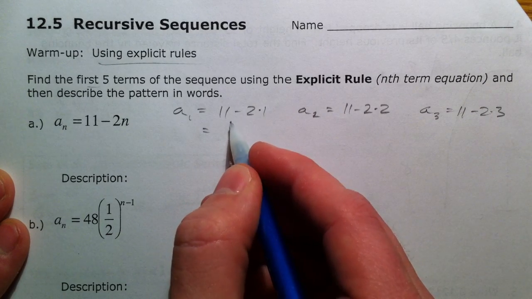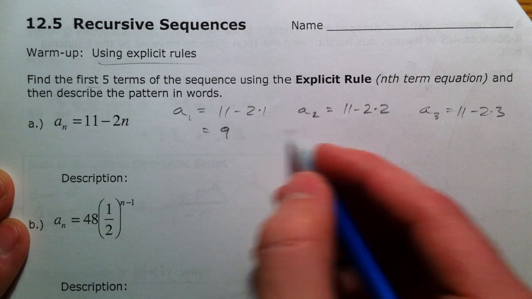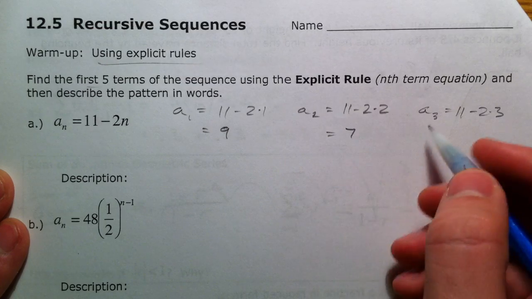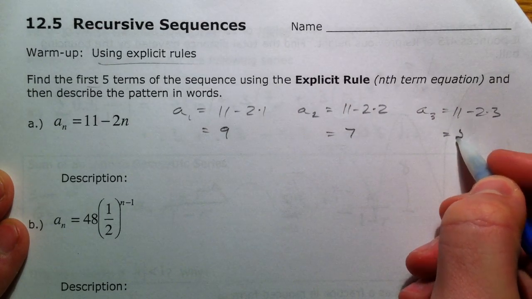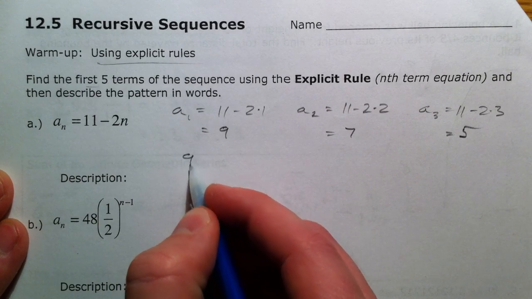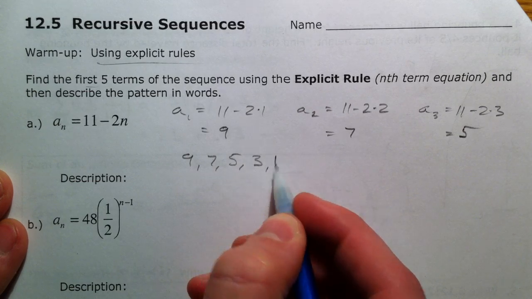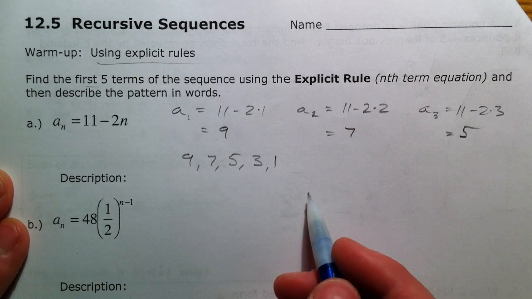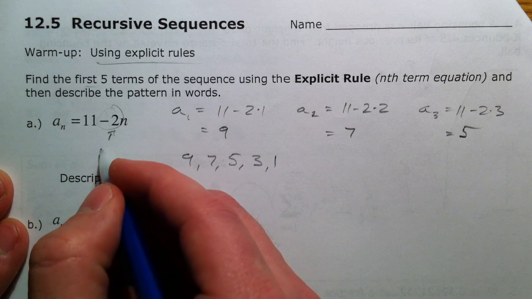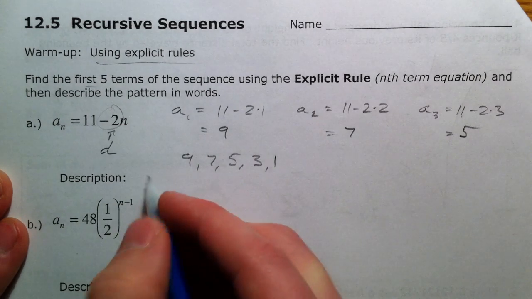So here we get 11 minus 2, 9. A sub 2, 11 minus 4, which is 7. A sub 3, 11 minus 6, which is 5, and so the first 5 terms are going to be 9, 7, 5, 3, 1. You guys notice the pattern of it going down by 2, and also recognize that this is our common difference. That's our d in our equation, and so it's going to be going down.